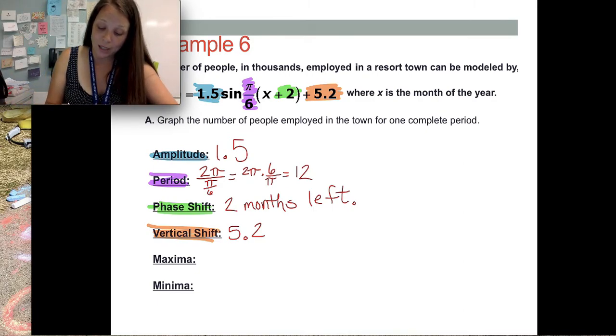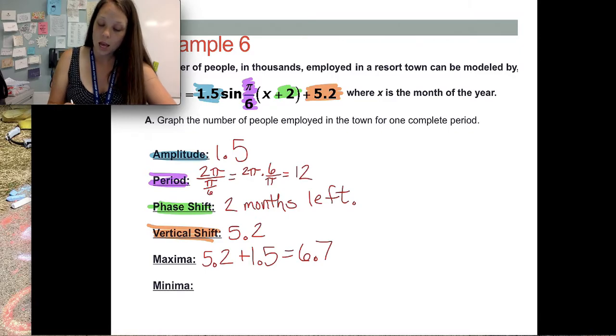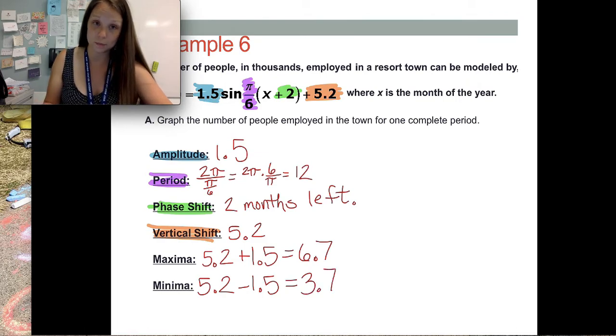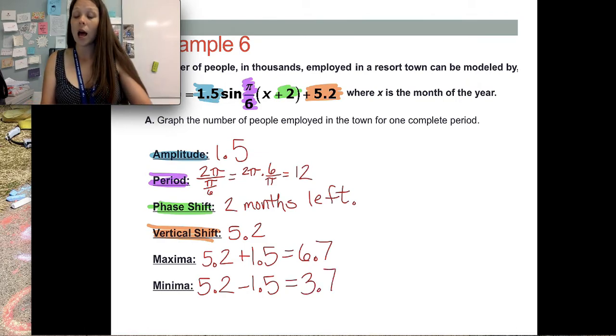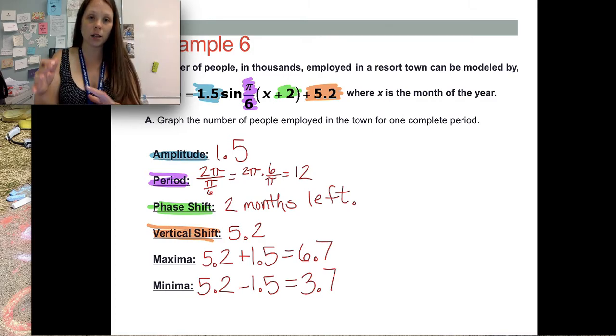To find our maximum, we take our vertical shift of 5.2 and add in the amplitude to give us a maximum of 6.7. The minimum is going to be that vertical shift minus the amplitude, so minus 1.5, and that'll be 3.7.